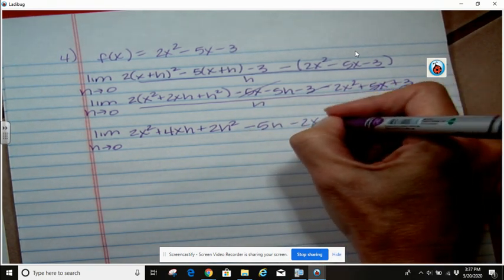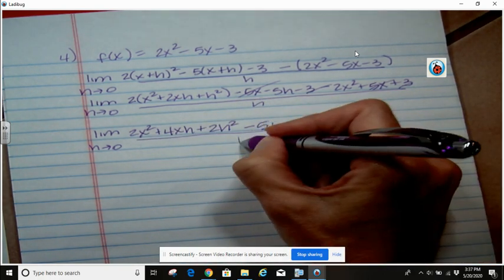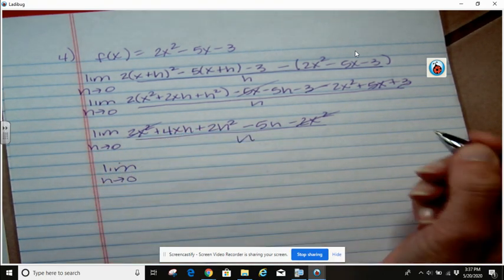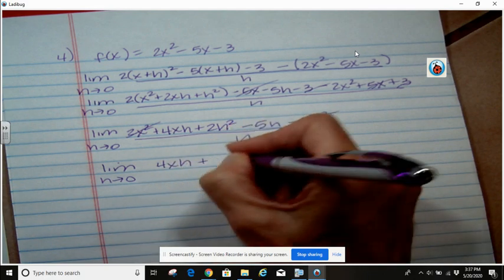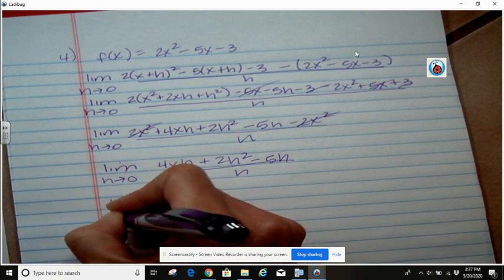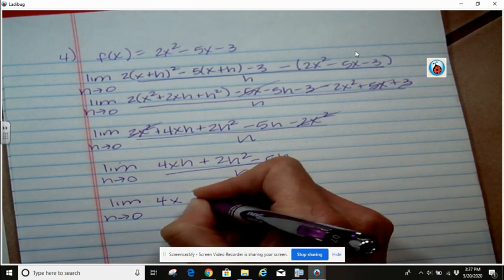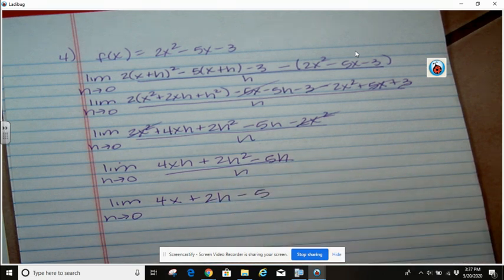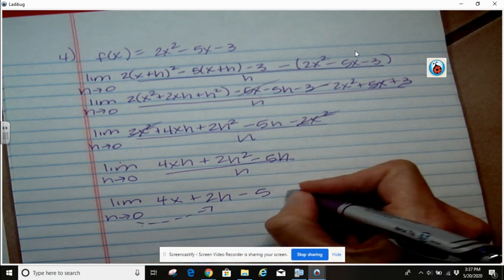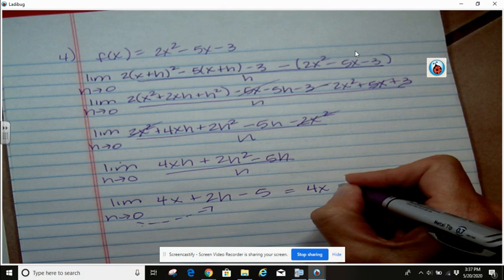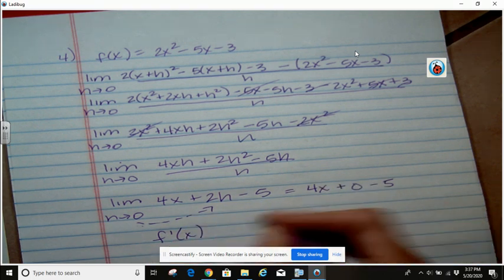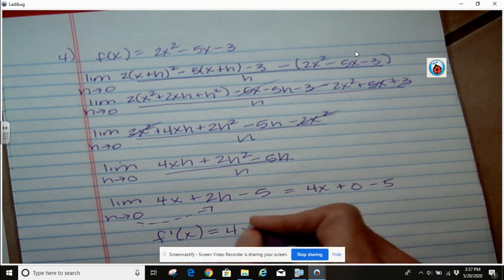Minus 2x squared. Okay, over h. And then the 2x squareds go away as well. Remember, everything that doesn't have an h should cancel. So 4xh plus 2h squared minus 5h over h. Everything has an h in it, which means that you can reduce everything by h, which means no more denominator. And at that point, you can do your direct substitution for your limit, and you get 4x plus 0 minus 5. So your derivative for function number 4 is 4x minus 5.